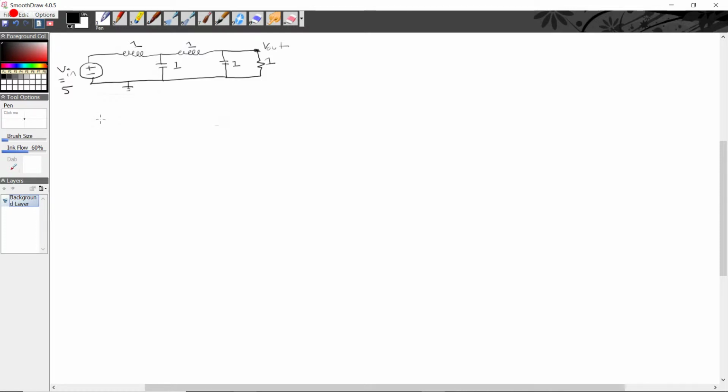Hey guys, so in this video we're going to be going over transfer functions for RLC circuits with DC sources. At first glance, this circuit looks like it's going to be very hard to solve. We have inductors, capacitors, and resistors. And as we all know, inductors and capacitors are both governed by differential equations.